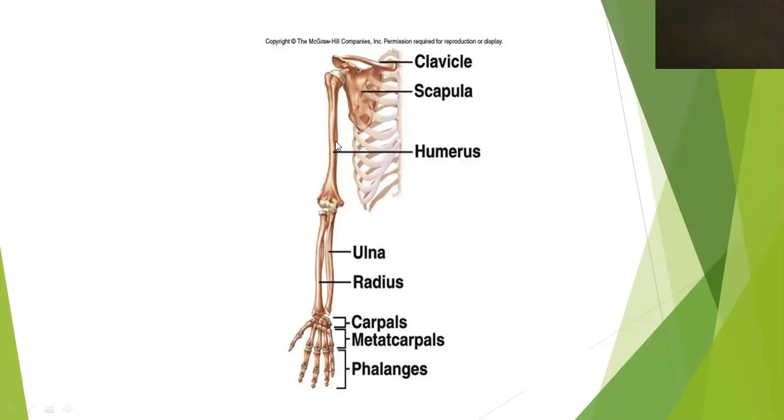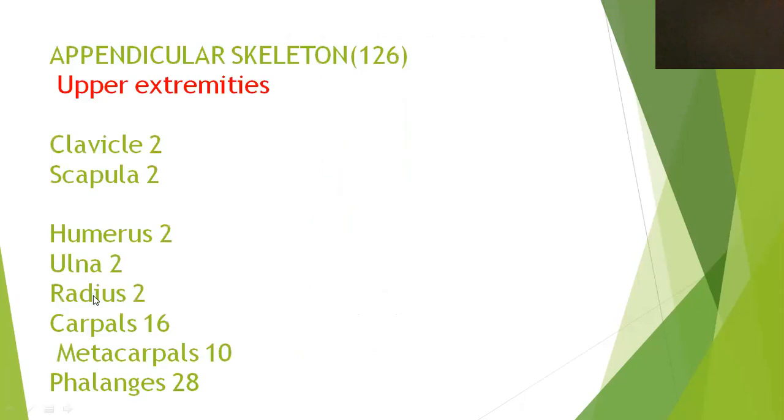I already told you about the parts of the upper limb. Here comes the arm. Then this one is the forearm. So the forearm is made up of the radius and the ulna. So in total two radius will be there, two ulna will be there.